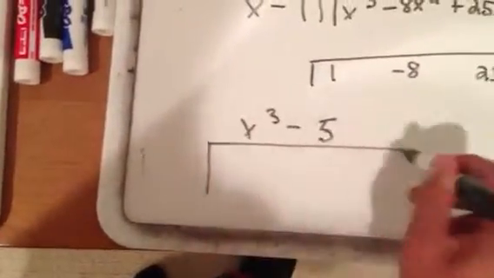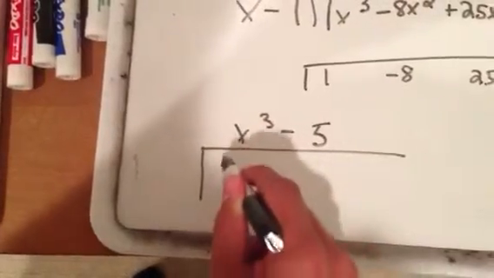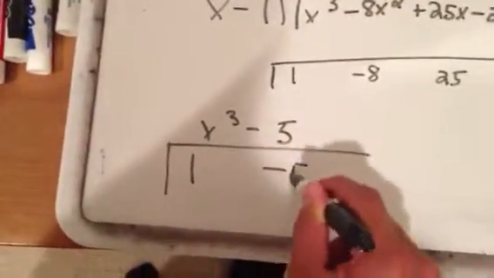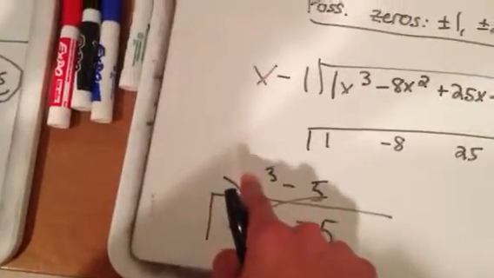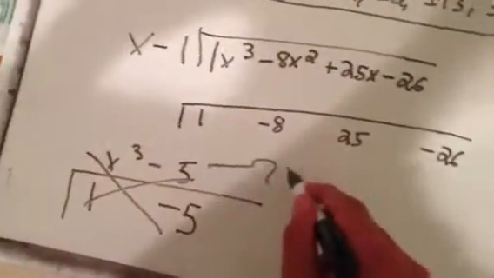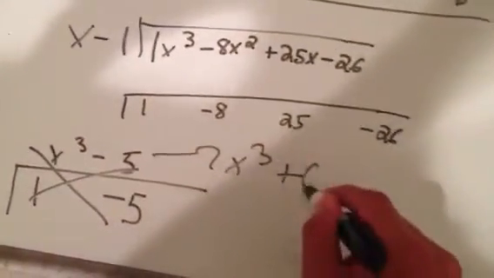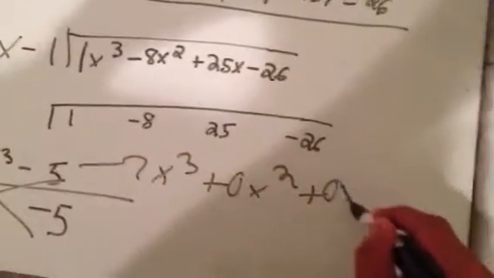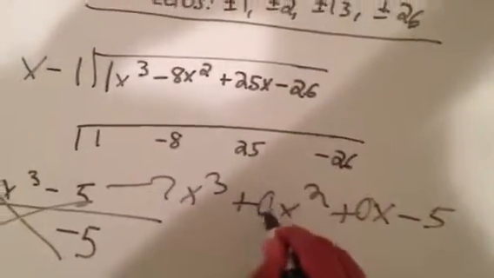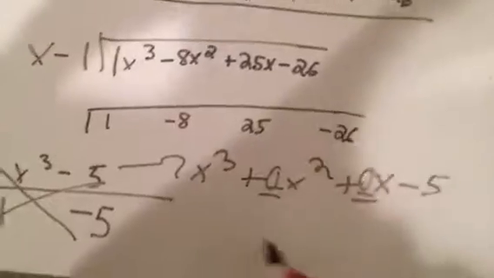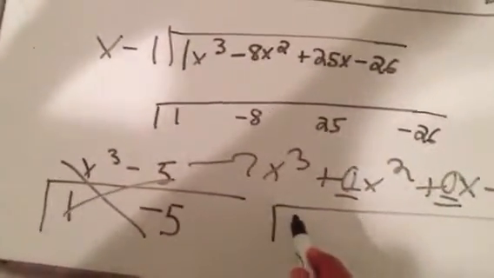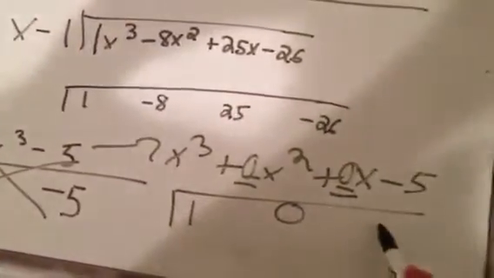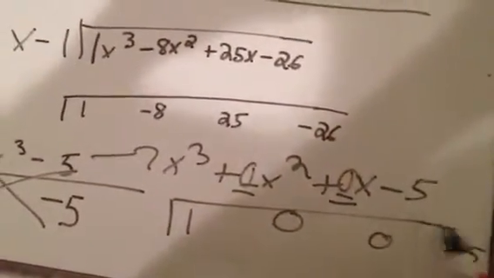Well, let me just tell you right now, even though this coefficient is 1, the next one's negative 5, obviously, that's wrong, because you have to go in descending order. Because this is essentially x cubed plus 0x squared plus 0x minus 5. So you must include the zeros if necessary. So really, you would be writing it as 1, 0, 0, negative 5, and then you'd go from there.